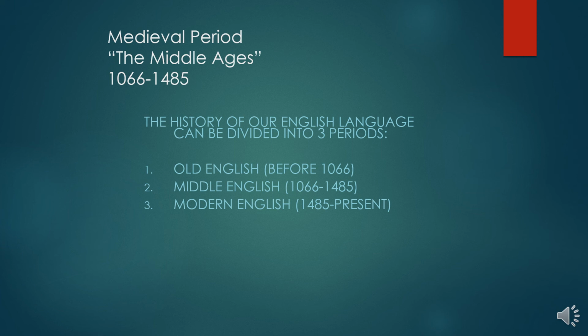The history of the English language can be divided into three periods: Old English before 1066, Middle English from 1066 to 1485, and Modern English from 1485 to the present. Before 1066, the period can be divided into the Stone Age, the Roman Empire, the Anglo-Saxons, and the Norman conquest.